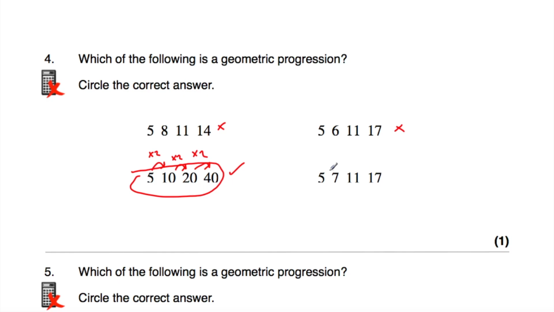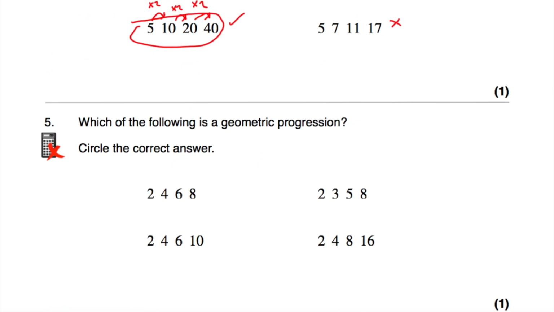And then our next one, we've got 5, 7, 11, 17. It looks like a quadratic sequence where we're adding 2, then adding 4, then adding 6. So then the second differences would all be the same. So it's not that one. And that's it. So this one here is the geometric progression because we're multiplying by 2 each time.